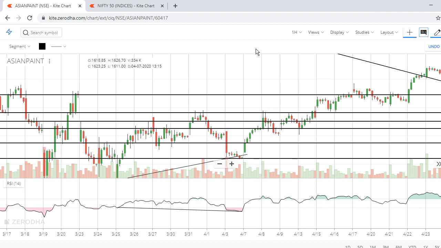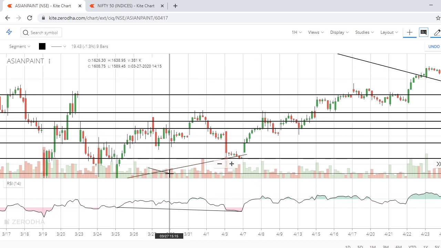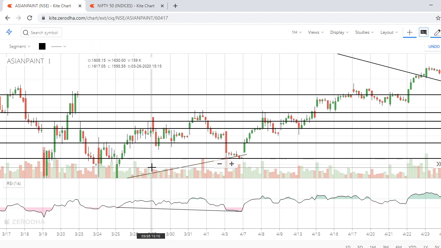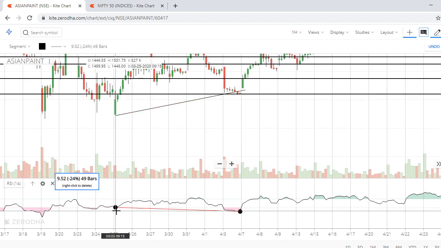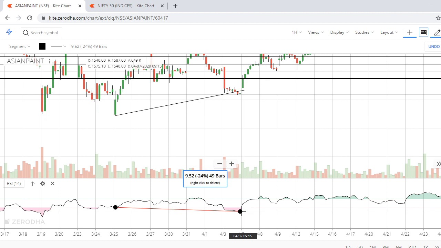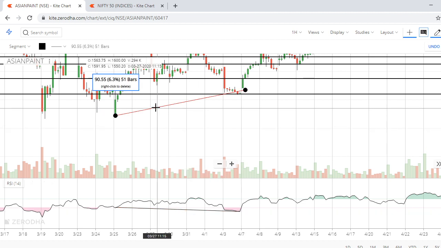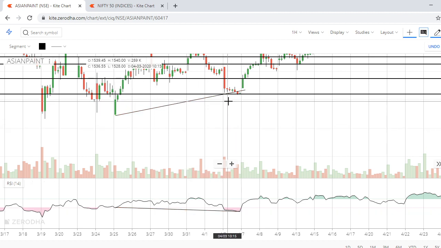The stock is in an uptrend. We are talking about the lows here, not highs. The stock is in an uptrend and RSI is coming down. There is a divergence. There is a divergence. We are talking about the lows, so it is a hidden divergence and it started going up.